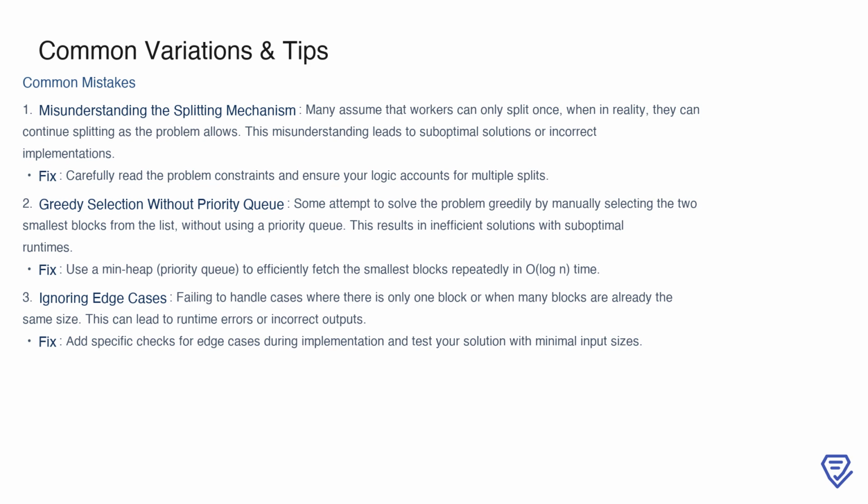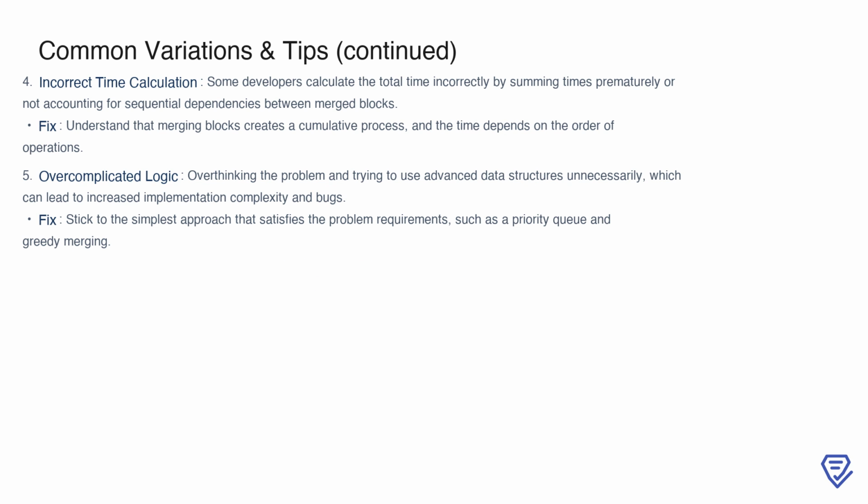Lastly, developers sometimes overlook edge cases, such as when there's only one block or when many blocks are already the same size. Ignoring these can result in runtime errors or incorrect outputs. To avoid this, you should add specific checks for these scenarios in your implementation and test with minimal input sizes to ensure correctness.